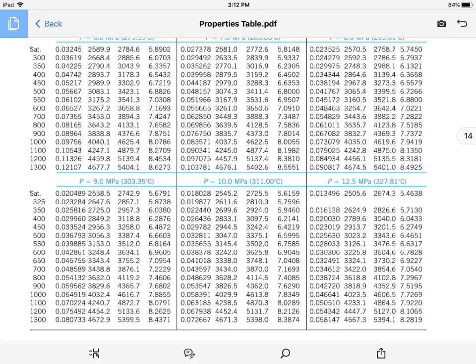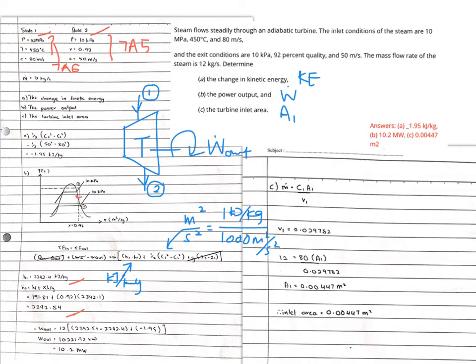Since state 1 is actually superheated, you have 10 megapascal at 450 degrees C. So the reading of your specific volume is 0.029782. So this is how your friends get the value of 0.029782. The unit must be meter cube per kilogram. Okay. So now it's all about cancelling the unit in order for you to obtain this meter squared. So you plug into these equations, and finally you will get the inlet area to be 0.00447 meter squared. Or you can change this into centimeter squared.